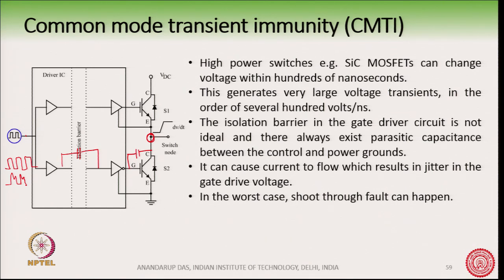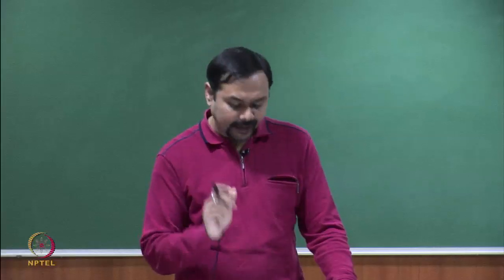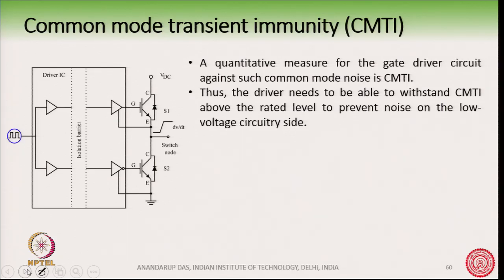So, the common mode transient immunity is something which is specified as a quantitative measure for the gate driver circuit against such noise, common mode noise. Okay. So, the driver needs to be able to withstand CMTI above the rated level to prevent noise on the low voltage circuit, and this is given as a value in the gate driver.